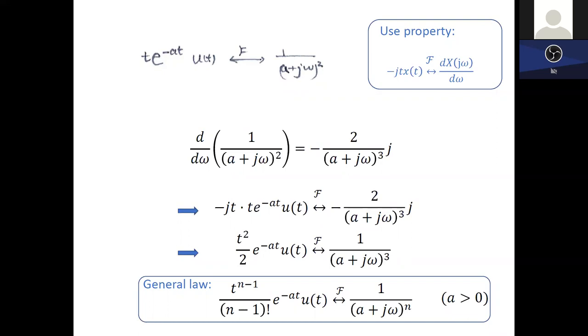Now you can imagine that we can extend this result by taking further, higher order derivatives of the right-hand side, and multiplying additional minus jt's on the left-hand side. And we get a general law. What does this general law say? If we have this signal, t to the power n minus 1 divided by n minus 1 factorial, multiplied by exponential minus at, for some positive constant a, times u of t, which is the standard unit step signal, then its Fourier transform on the frequency domain is 1 over a plus j omega to the power n. Later you will see how this property is useful.